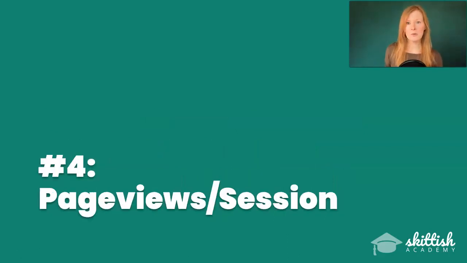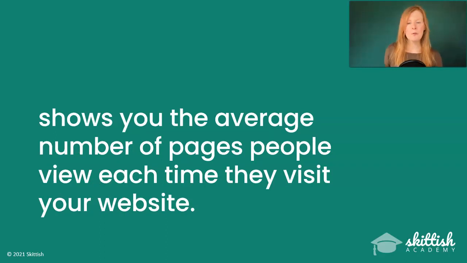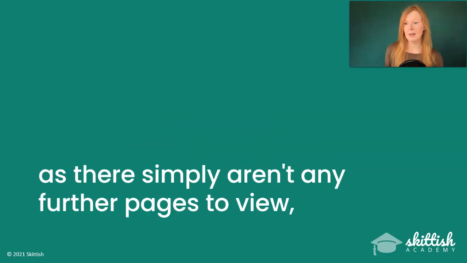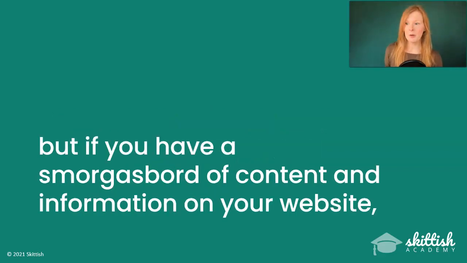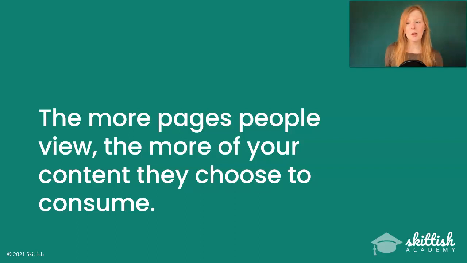Number 4, page views per session. This metric shown on our Google Analytics Audience Overview report shows you the average number of pages people view each time they visit your website. If you have a single page website, you're going to struggle to improve this metric, as there simply aren't any further pages to view. But if you have a smorgasbord of content and information on your website, the number of pages viewed during each session should be a good indicator as to how engaging your content is. The more pages people view, the more of your content they choose to consume.